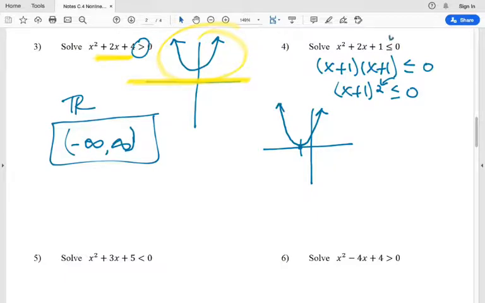Okay, so you're looking for where it's less than or equal to 0. Well, it's never less than 0, because if you'll notice, the whole thing is above the x-axis. There's only one spot right here where it's actually equal to 0. So we would say our solution is x equals -1. You've only got one answer for that one. Okay, let's do some more.